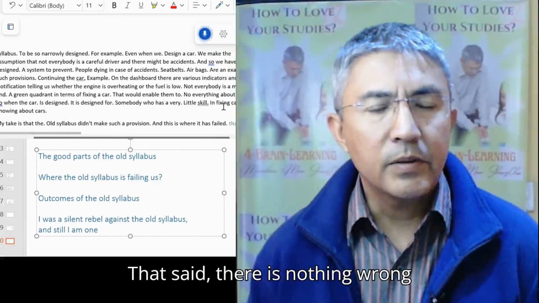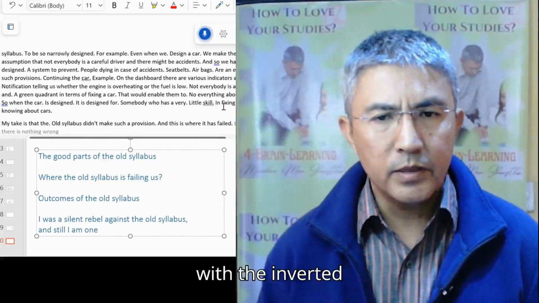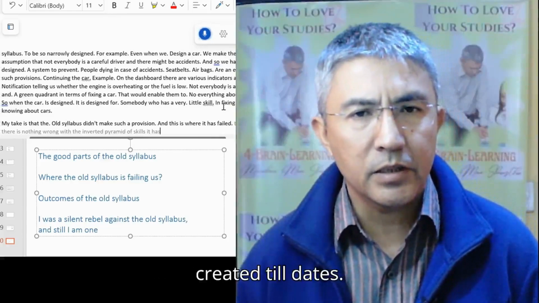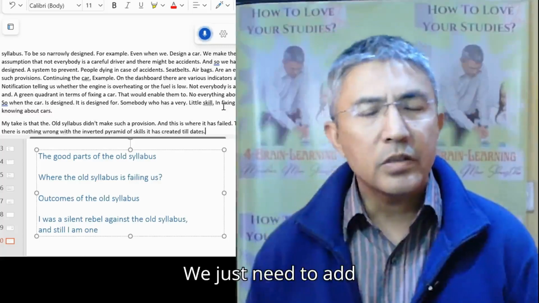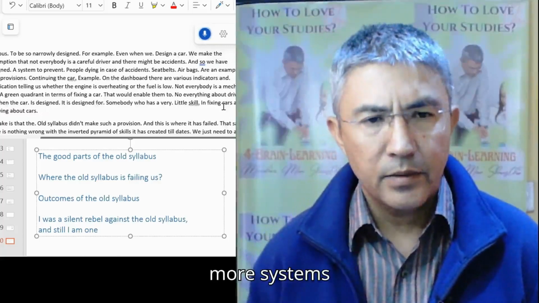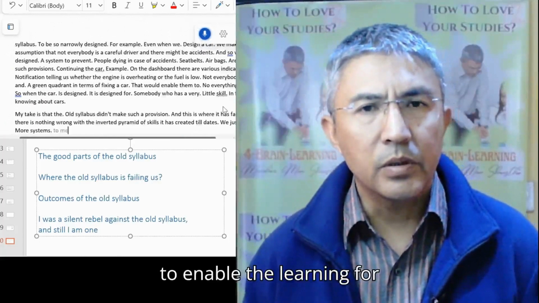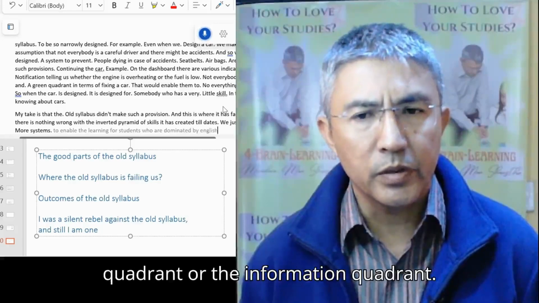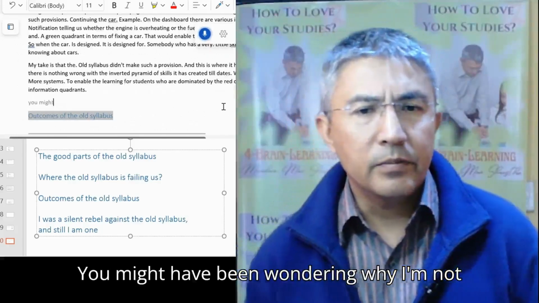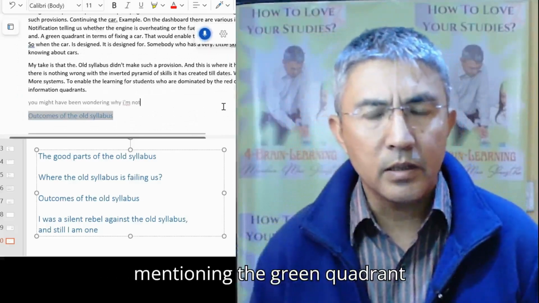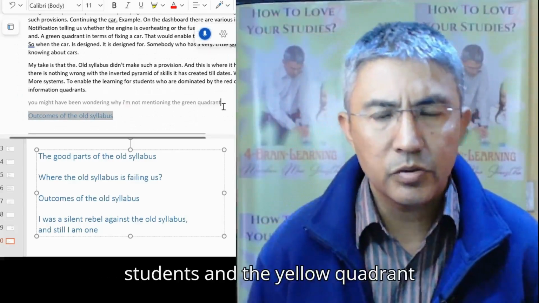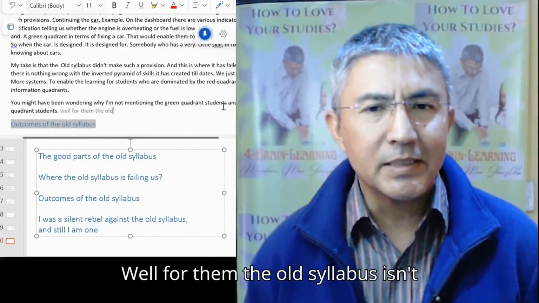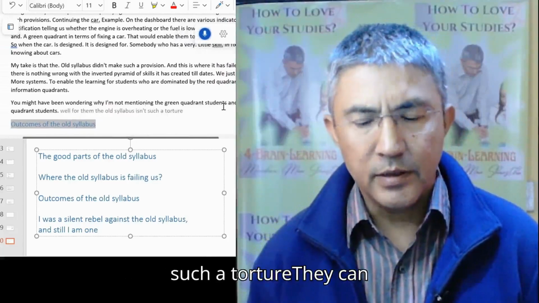That said, there is nothing wrong with the inverted pyramid of skills it has created to date. We just need to add more systems to enable learning for students who are dominated by the red quadrant or the information quadrant. You might have been wondering why I'm not mentioning the green quadrant students and the yellow quadrant students. Well, for them, the old syllabus isn't such a torture. They can live with it.